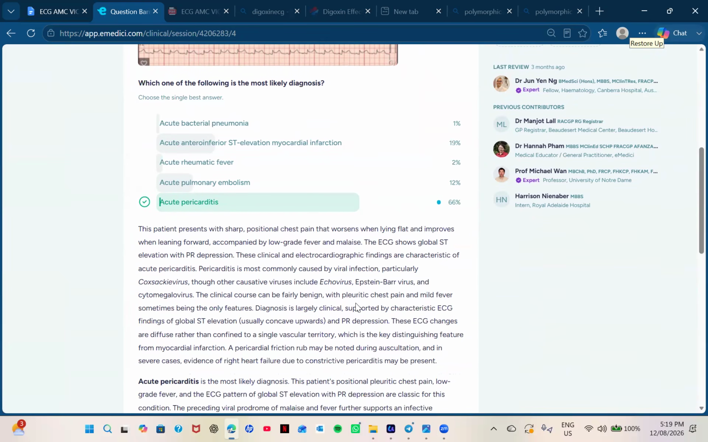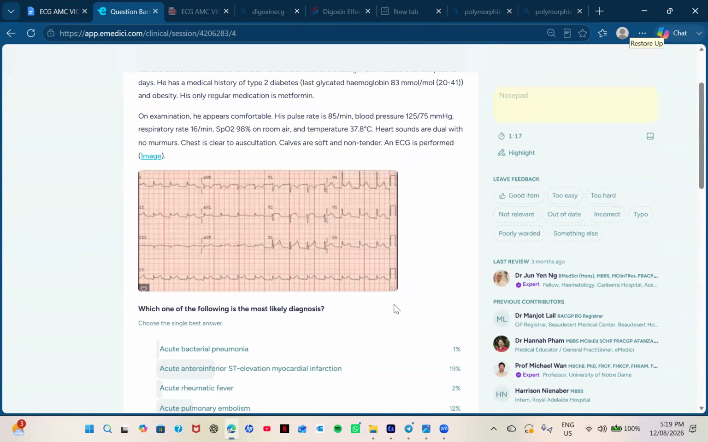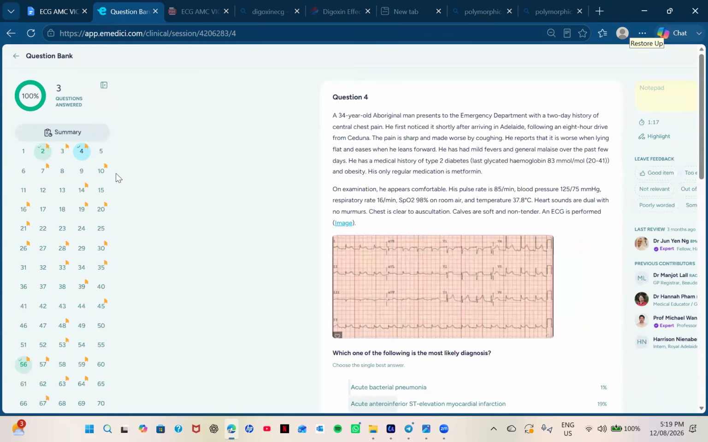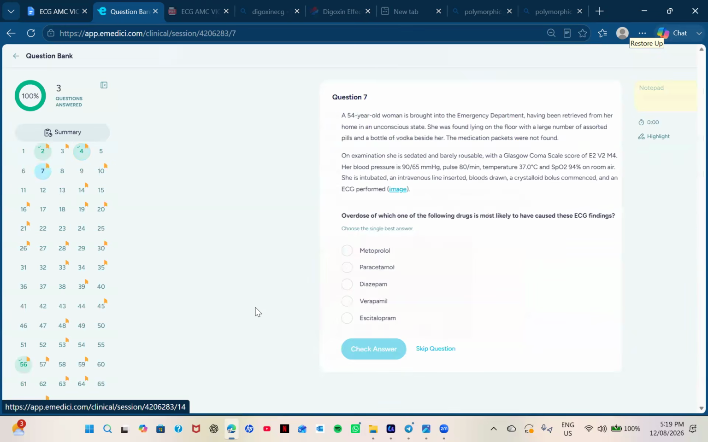Accompanied with the low grade fever and malaise. ECG shows the global ST elevation with PR depression. Global ST elevation means the same, the diffuse ST elevations, and the PR depression. Okay, so this is the clinical presentation of pericarditis.